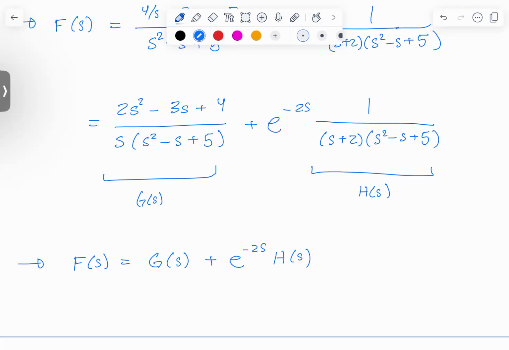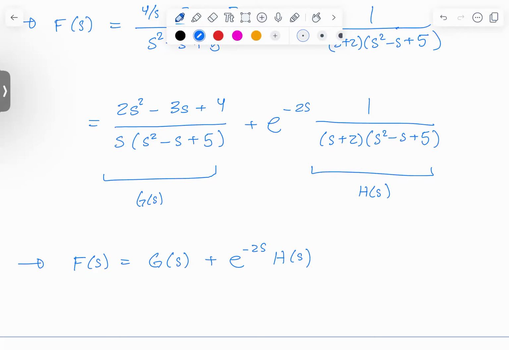Once again, I don't see a ton of good news. Does this thing factor? s squared minus s plus 5. Which means in both of these cases, cover up? Nope. That is common. That's why you do not miss the opportunity to do cover up when you can.